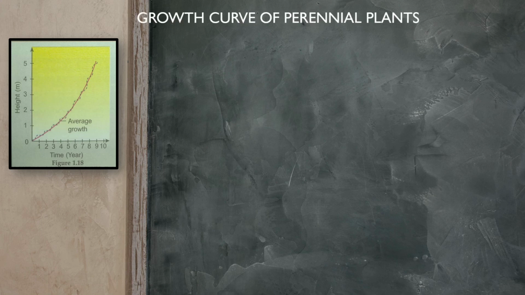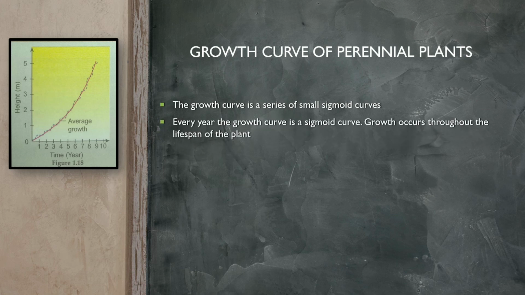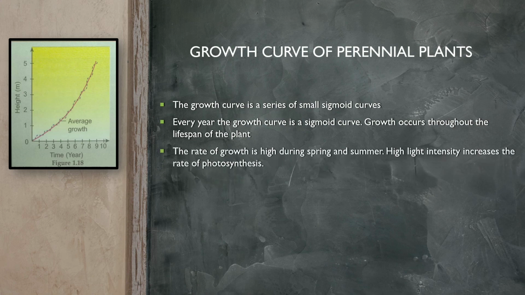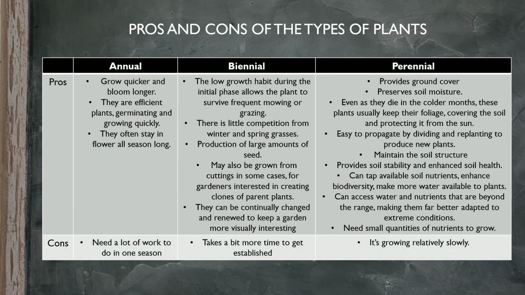And the last one is the perennial plants. The growth curve of perennial plant is a series of small sigmoid curves. It is because every year the growth curve is a sigmoid curve. Growth occurs throughout the lifespan of the plant. The rate of growth is high during spring and summer because of the high light intensity, and it decreases in winter. There are also pros and cons for each type of plant.